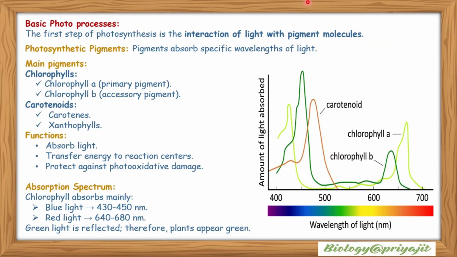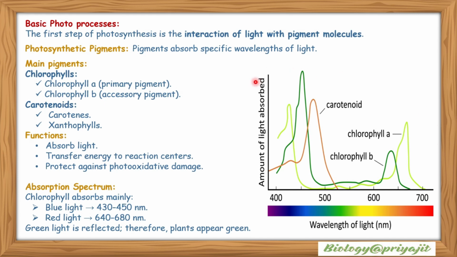Basic photoprocesses. Photosynthesis basically begins when light interacts with pigment molecules inside chloroplast. The major photosynthetic pigments are chlorophyll A, chlorophyll B and carotenoids. When chlorophyll absorbs light energy, electrons become excited and move to a higher energy level. This excited energy can be released as fluorescence, heat, or can be used in photochemical reactions that drive photosynthesis. Energy absorbed by accessory pigments is transferred to reaction center chlorophyll through resonance energy transfer.